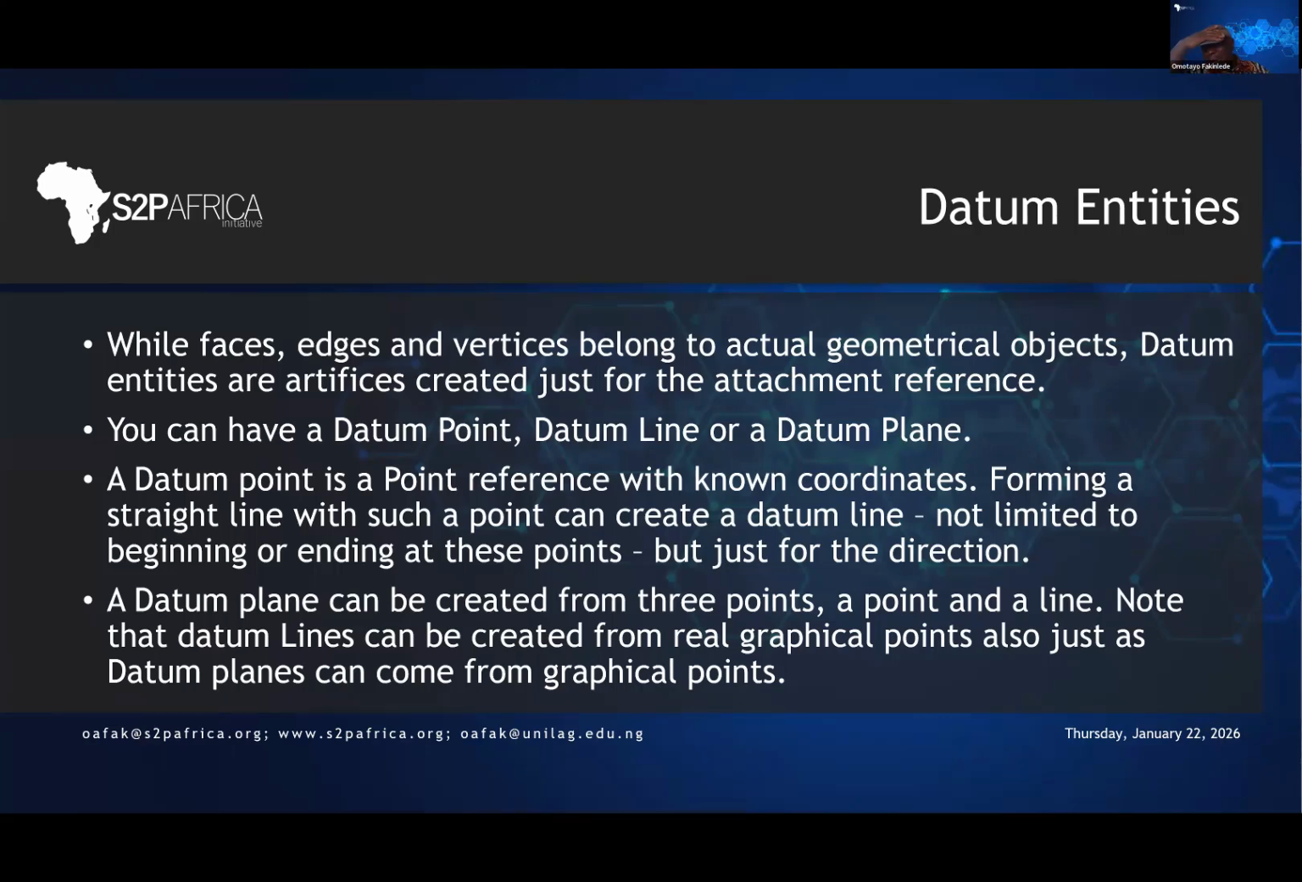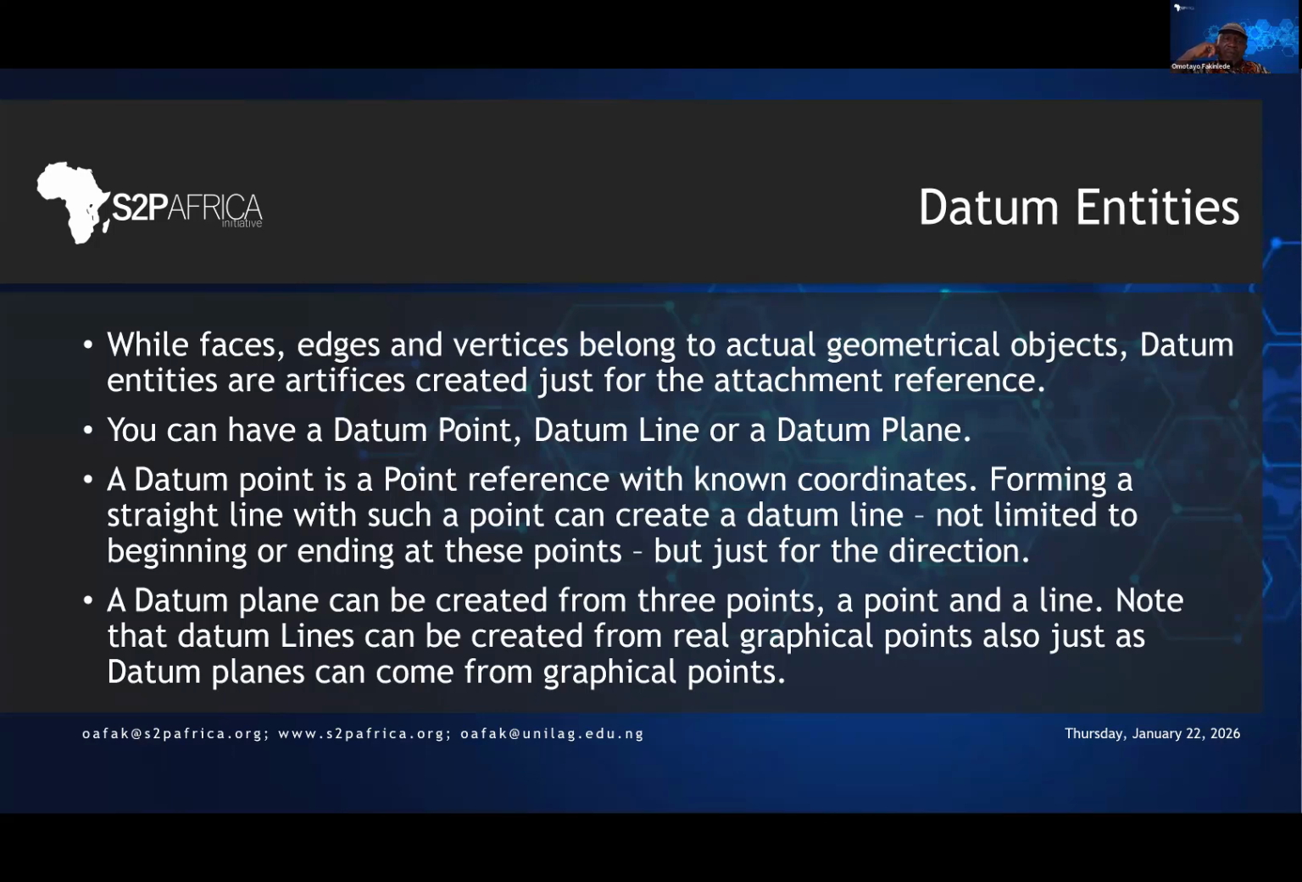So in fact, it's more appropriate to call it a datum axis. And you can also have a datum plane. A datum plane is infinite. It goes in infinite directions all around. A datum point is a point reference with known coordinates. Forming a straight line with such a point can create a datum line.